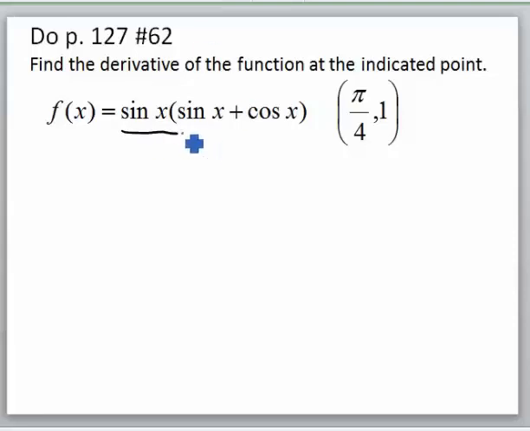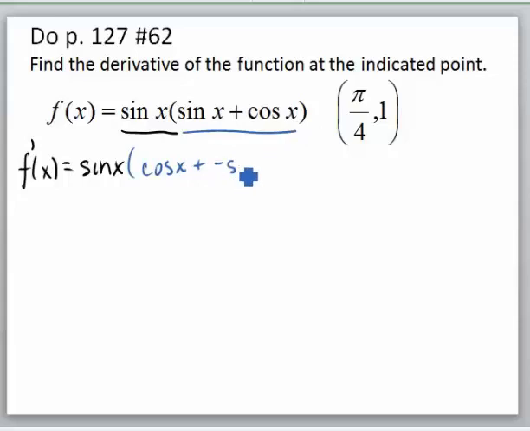So we're going to do first times derivative of the second. So I'm going to say that f prime is equal to first times derivative of the second. So the derivative of sine is cosine x plus the derivative of cosine is negative sine x, plus the second times the derivative of the first. The derivative of sine x is cosine of x.